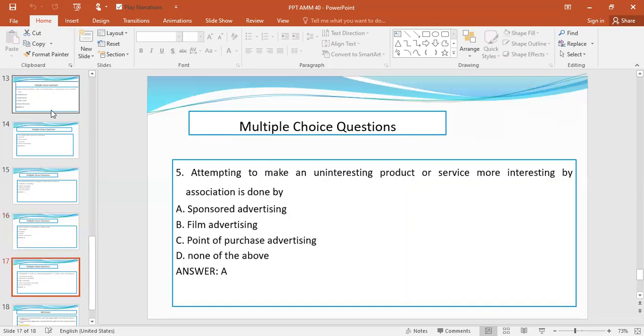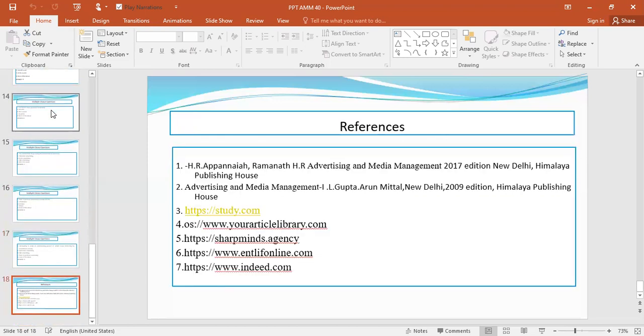Next question is attempting to make an uninteresting product or service more interesting by association is done by sponsored advertising, or film advertising, or point of purchase advertising, or is it none of the above? So the answer is sponsored advertising.